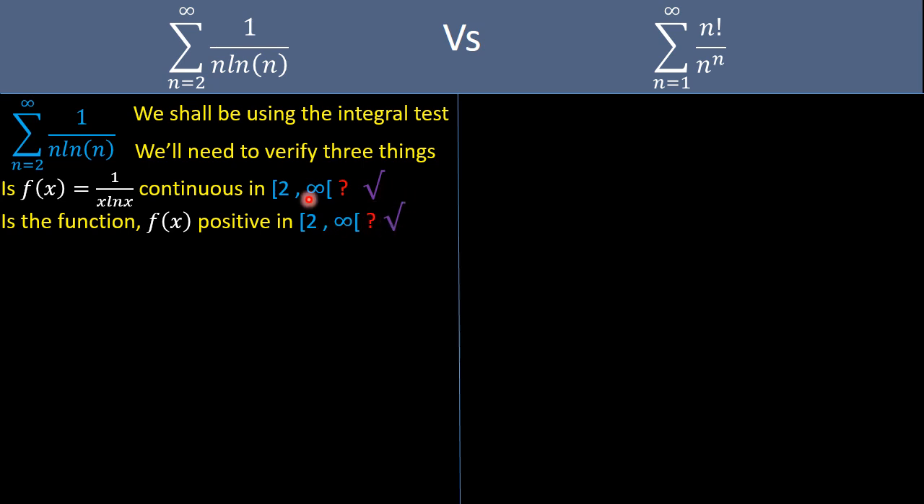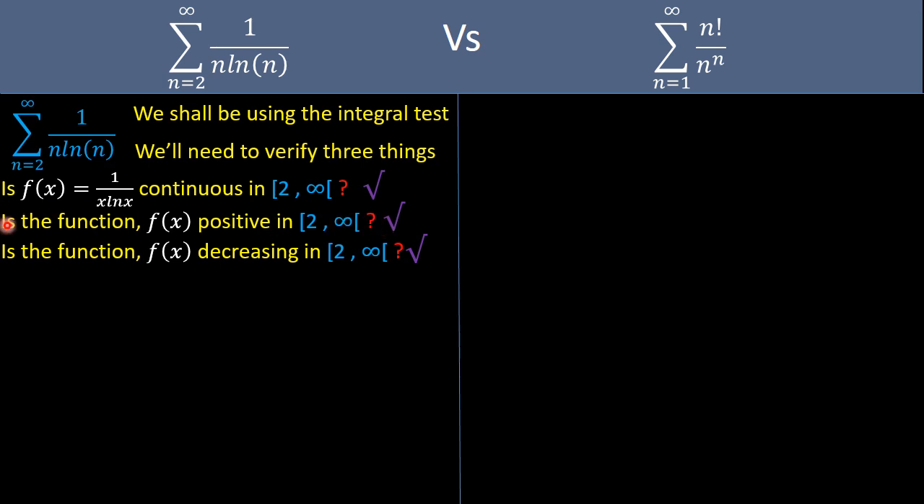Then the last point we have to verify is: is the function f of x decreasing in the interval from 2 to infinity and beyond? It is a decreasing function since the bottom is heavier than the top when n starts from 2. So that point has been checked. Once these three criteria have been verified, we are free to use the integral test.